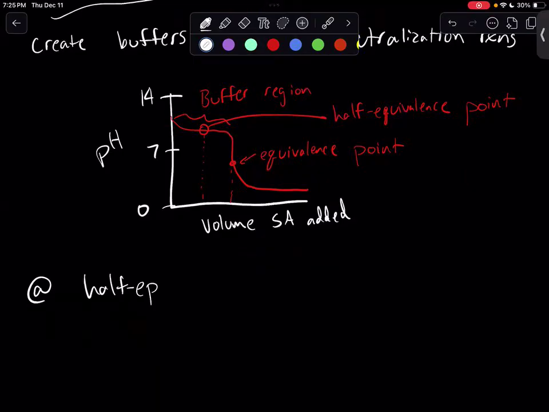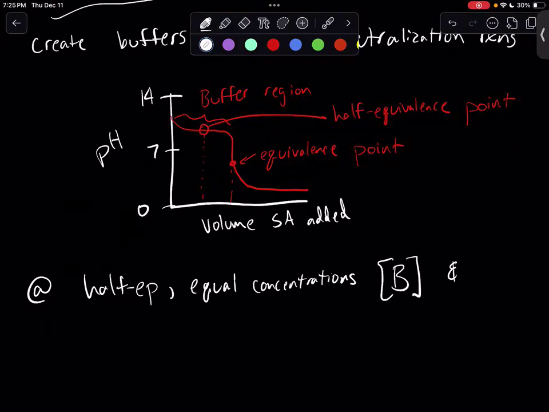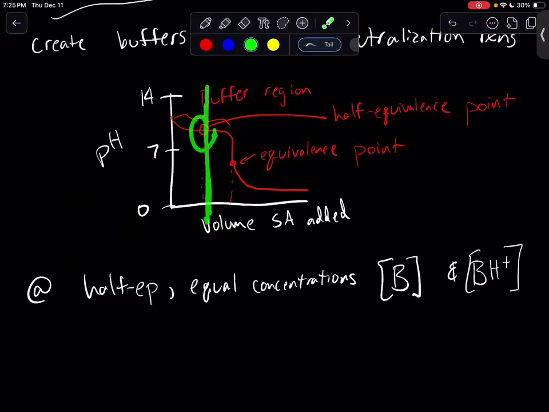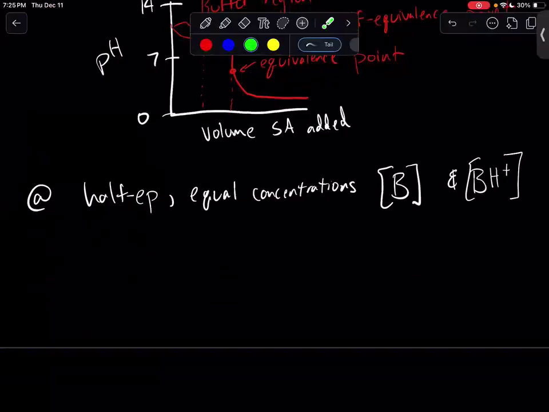At that area, we have equal concentrations of our base and our conjugate acid of that base. And so that would also be an ideal buffer. So by knowing what we're using, we can just stop our titration at our half equivalence point, and then we have created our ideal buffer solution. So there's a couple ways to do it.